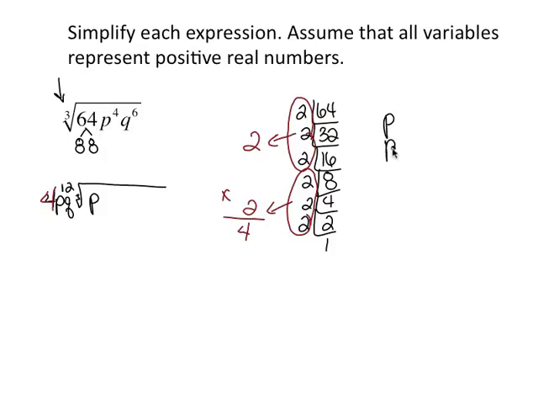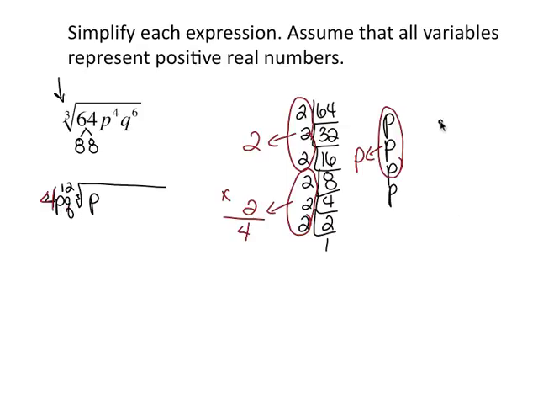We can do the same thing with p. We have 4 p's, and we want them in groups of 3. So this can go out, so you get that p. That's where that p to the first is coming from, and then this p that doesn't go out goes back into the radical sign.